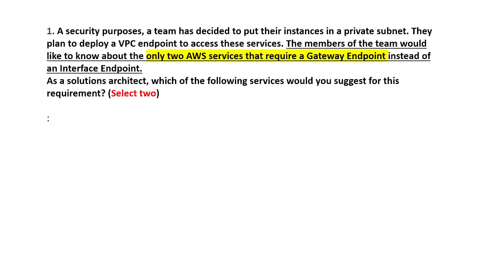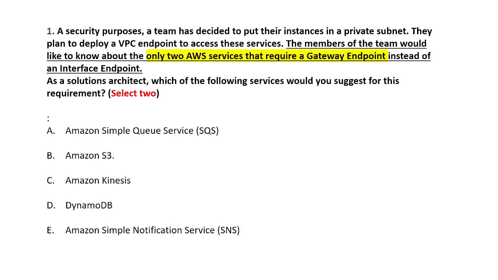Here is question number one. For security purposes, a team has decided to put their instance in a private subnet. They plan to deploy a VPC endpoint to access their services. The members of the team would like to know about the only two AWS services that require a gateway endpoint instead of an interface endpoint. As a solution architect, which of the following services would you suggest for this requirement? We need to select two options. So below are the options.